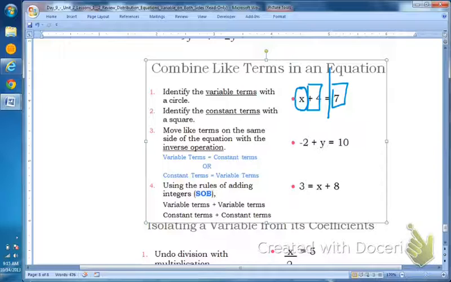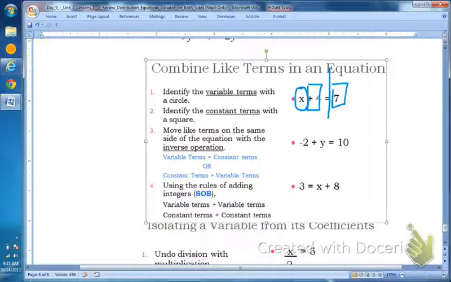Now, would it make more sense for us to move the 7 with the 4, or the 4 with the 7? 4 with the 7. Yeah, because our whole goal is to get that variable all by itself. So when you're looking at this, a common mistake that I see students make is moving the 7 to the same side that the variable is on. So we do need to move the constant that's with the variable away from the variable.